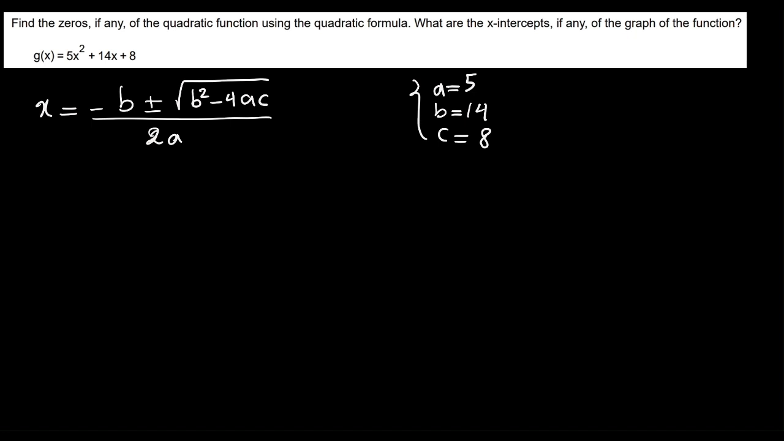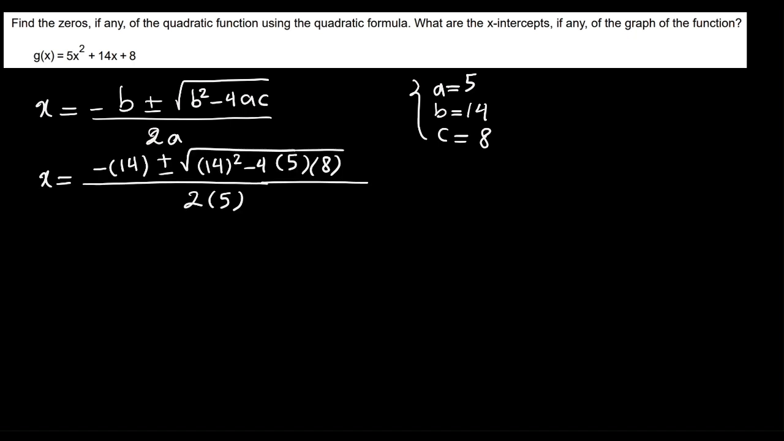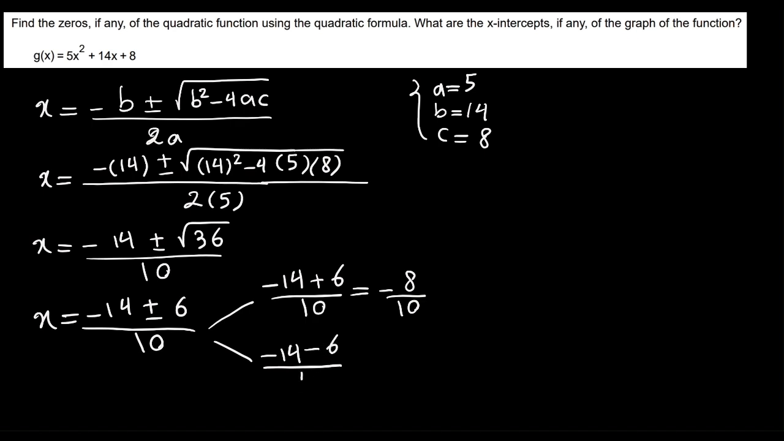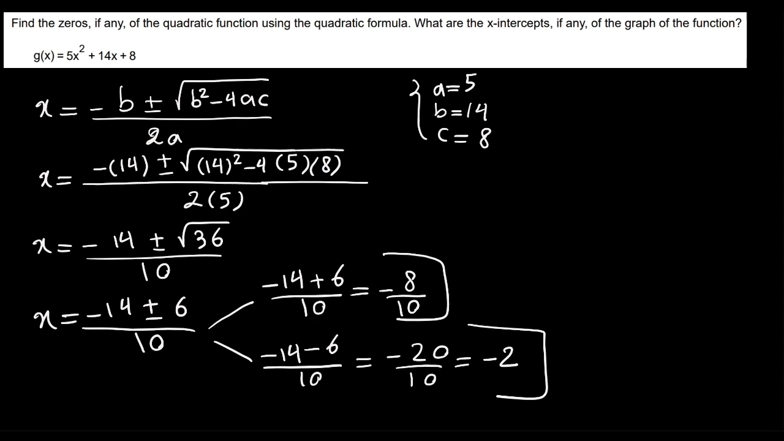Now, at this step, we want to just replace A, B, C by 5, 14, and 8. Now we need to simplify. So x is negative 14 plus 6 over 10, or negative 14 minus 6 over 10. There are two real zeros: negative 14 plus 6 over 10, or negative 8 over 10. And the other one is negative 14 minus 6 over 10, or negative 20 over 10, which is negative 2. And these two are real zeros for this quadratic equation, or x-intercepts.